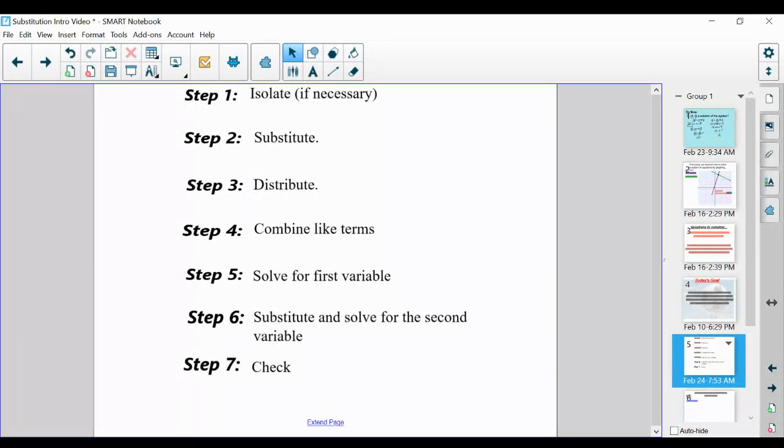Step 2 is we're actually going to substitute. Step 3 is we're going to distribute if necessary. Step 4 is we're going to combine like terms. Step 5 is we're going to solve for that first variable. Step 6 is substitute and solve for the second variable. And step 7 is check. So let's use these steps to help us solve 3 examples of how to solve systems of equations using the substitution method. Here we go.